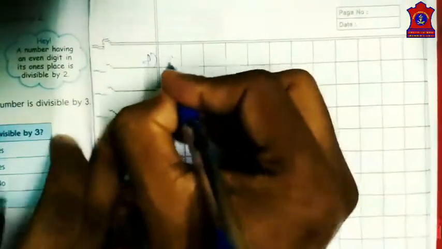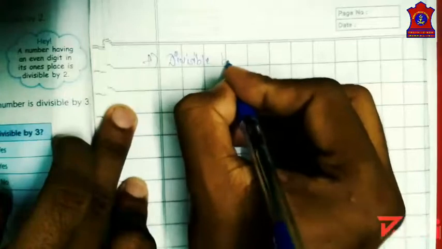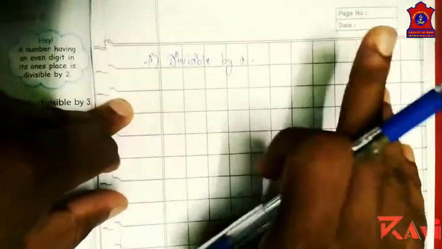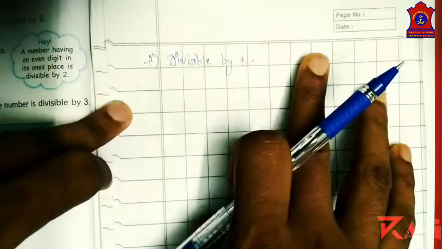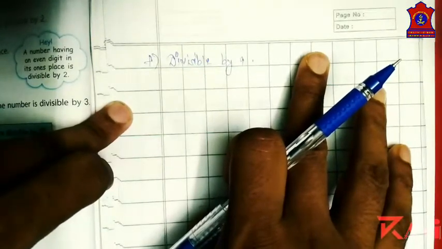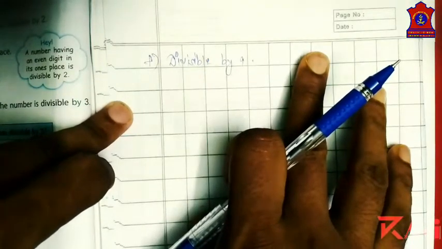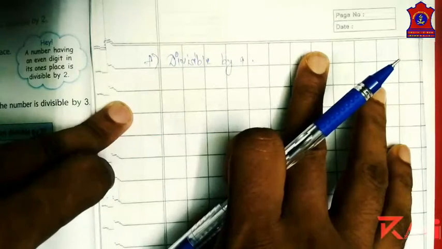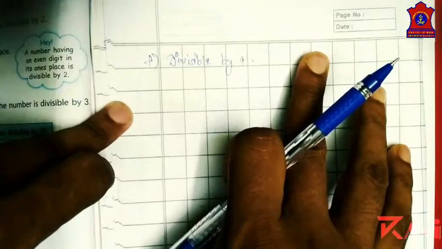Next divisibility is divisible by 9. A number is divisible by 9 if the sum of the digits of the number is divisible by 9. It is similar to the divisibility of 3. There, you added all the digits of the number and checked whether the sum is divisible by 3 or not. Similarly, here you have to add all the digits of the number and check whether the sum is divisible by 9 or not.